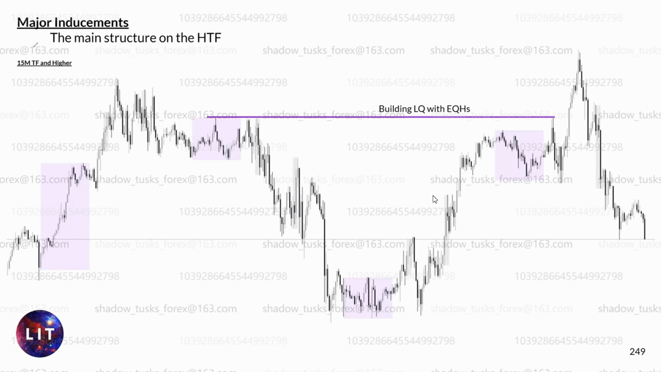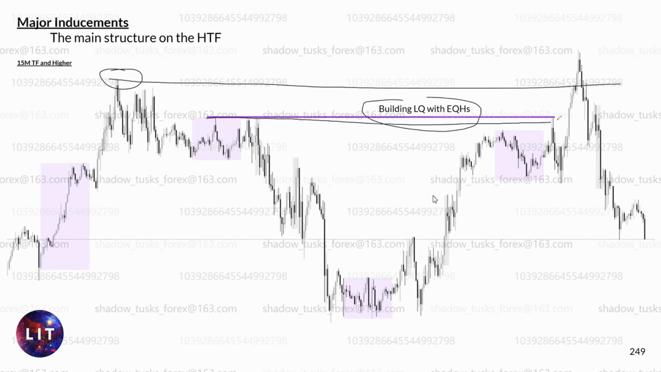So everything 50-minute based and higher will be called major inducements. And they usually go really rapid and have the most significant impact of all. But as you can see here, those are really the main structures in here. And of course, first liquidity gets built up with these equal highs in here. It does not really induce these zones, more like builds the liquidity.